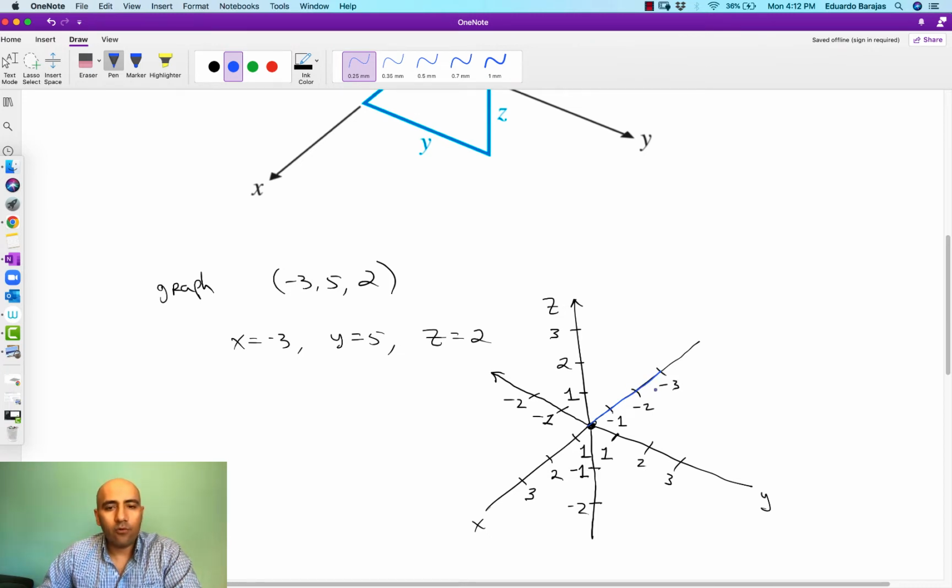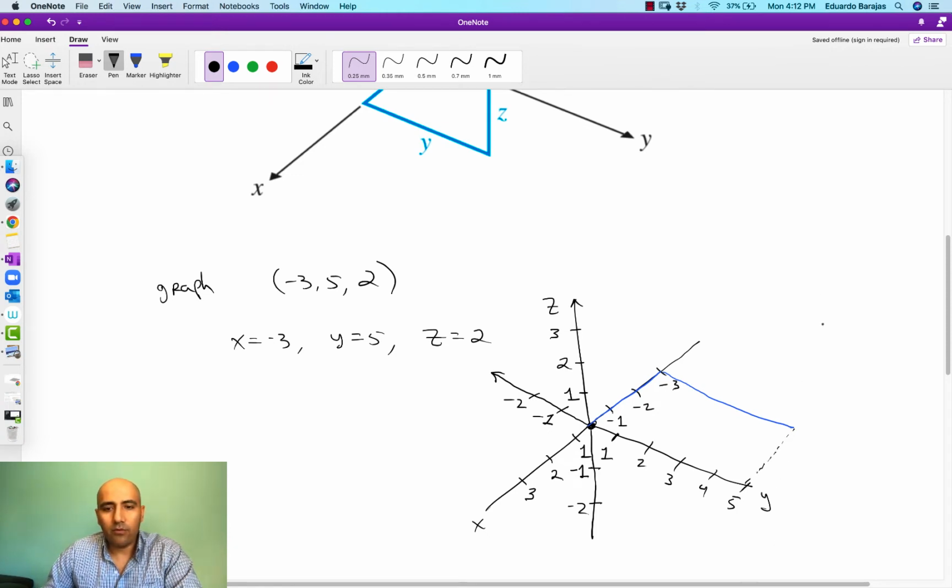And then we travel 5 units in the y-axis direction. So we're going to travel this way until it goes 5 units. So let's say that this is 4 and this is 5. 4, 5. So this corresponds to this value right there.